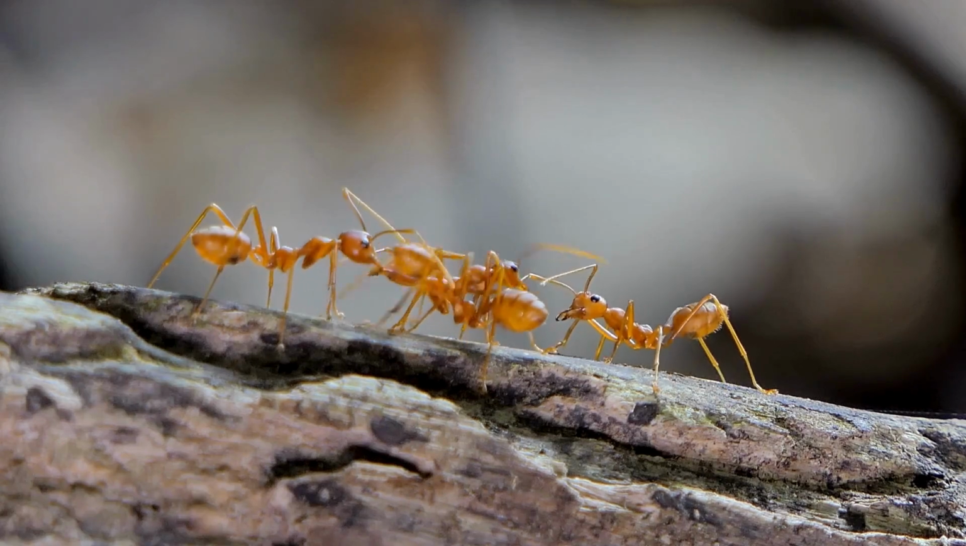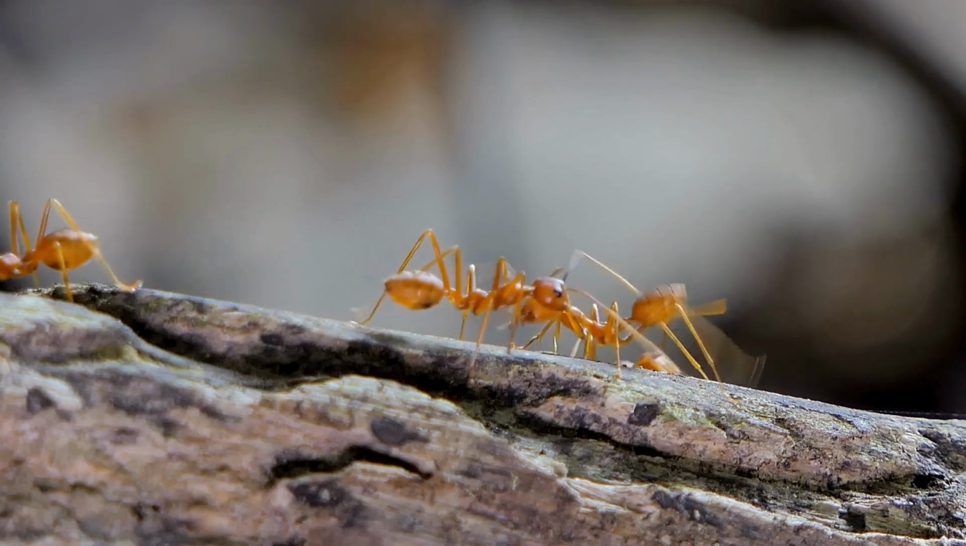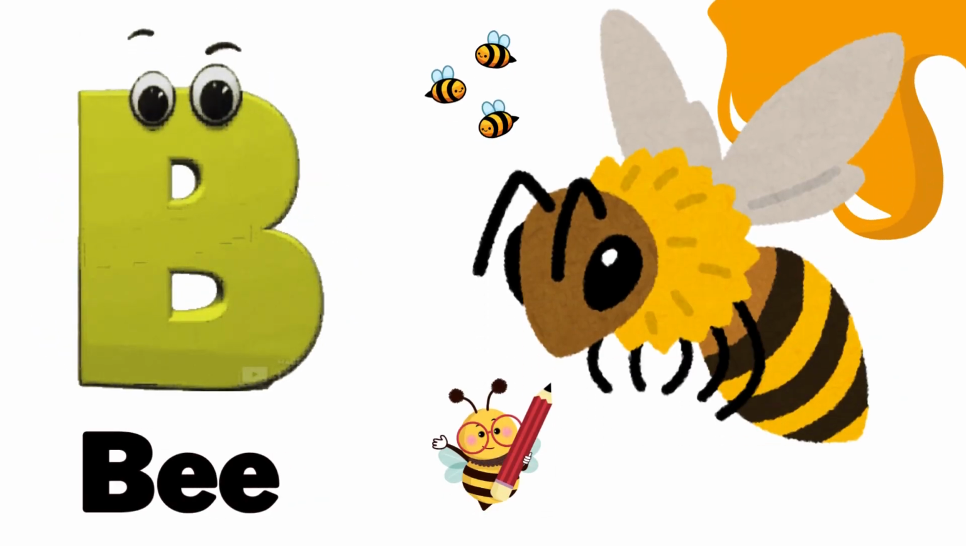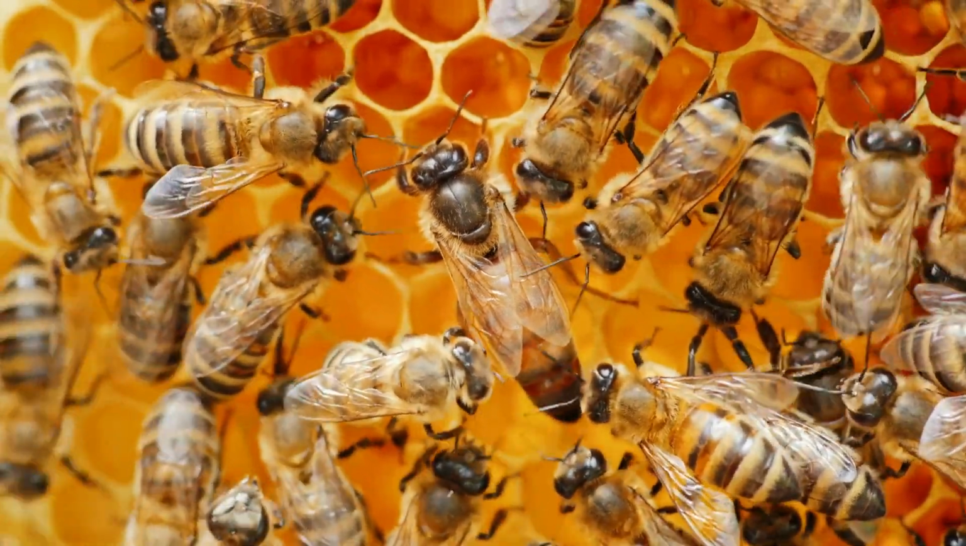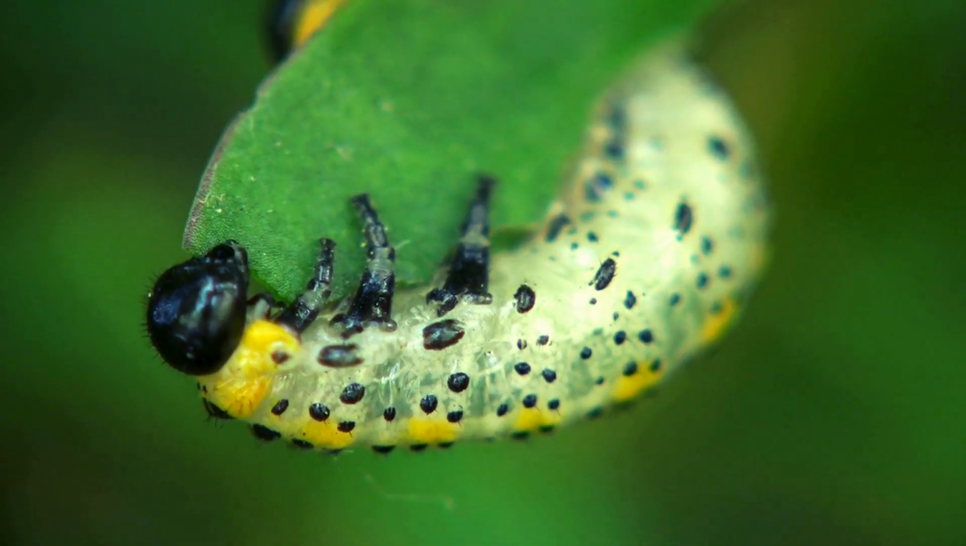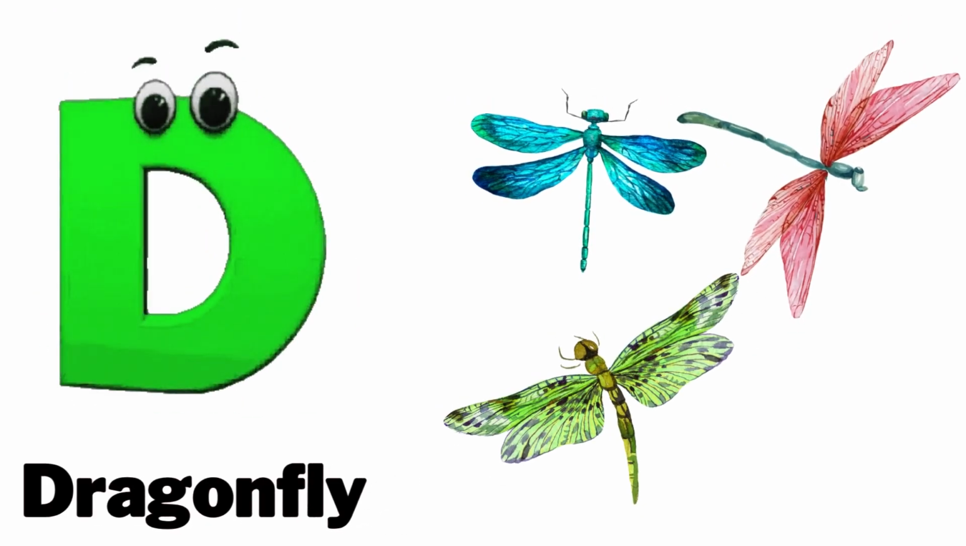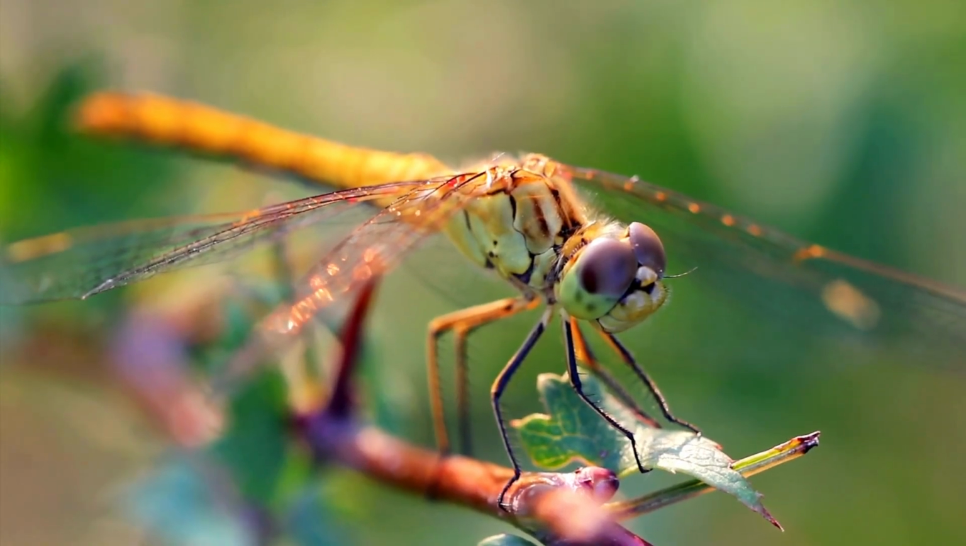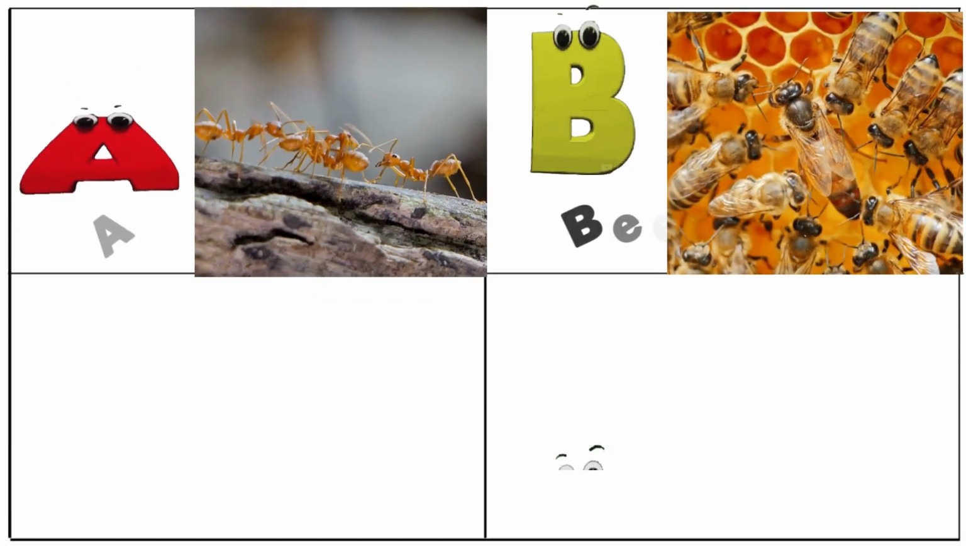A is for ant. Ant. B is for bee. Bee. C is for caterpillar. Caterpillar. D is for dragonfly. Dragonfly.